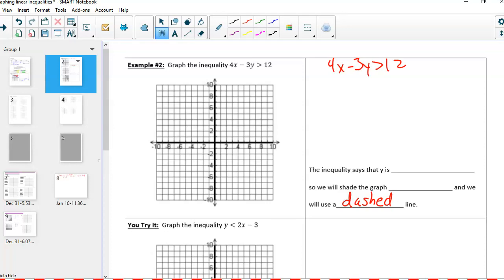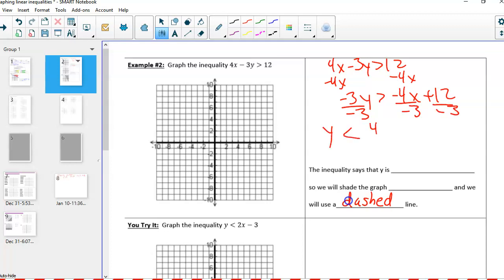How would we solve this so that y is by itself? Subtract 4x on both sides. So we have negative 3y is greater than negative 4x plus 12. Divide by negative 3, and what happens when we divide by a negative? The sign switches. So now we have y is less than 4/3 x minus 4.